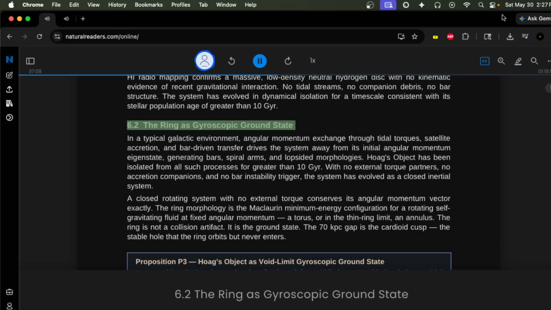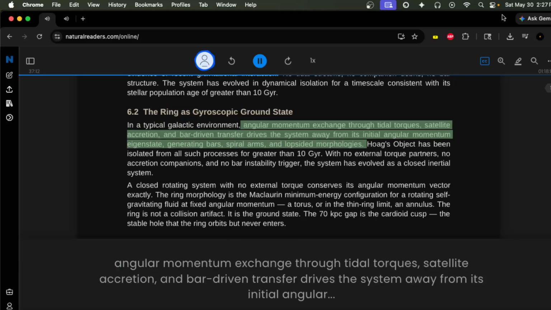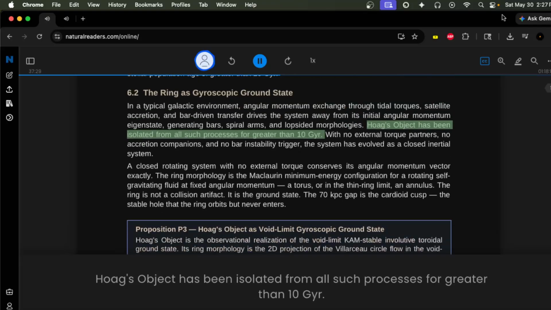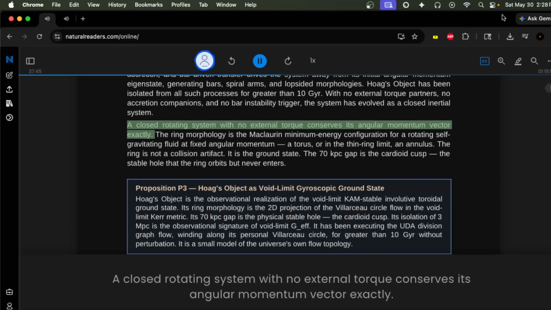6.2 The ring as gyroscopic ground state. In a typical galactic environment, angular momentum exchange through tidal torques, satellite accretion, and bar-driven transfer drives the system away from its initial angular momentum eigenstate, generating bars, spiral arms, and lopsided morphologies. Hoag's object has been isolated from all such processes for greater than 10 Gyr. With no external torque partners, no accretion companions, and no bar instability trigger, the system has evolved as a closed inertial system. A closed rotating system with no external torque conserves its angular momentum vector exactly.